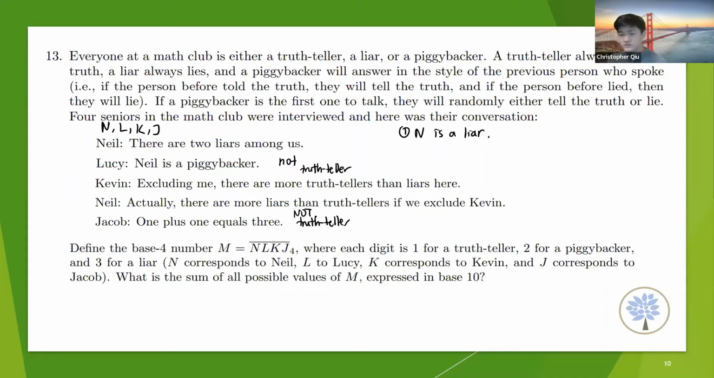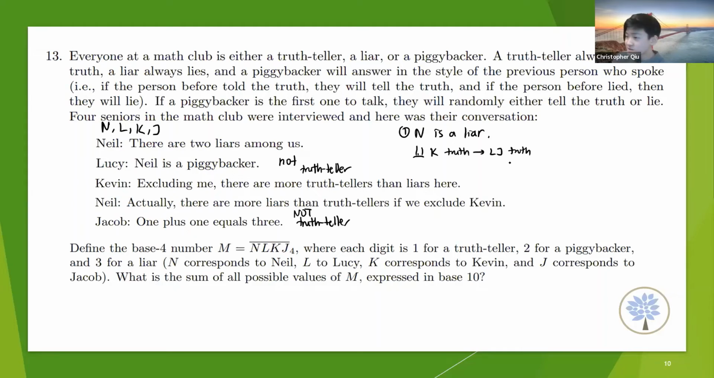Okay. We can divide into subcases based on what K is. One possibility is that K is a truth teller. If K is a truth teller, then since N is a liar, excluding K, there are more truth tellers than liars. This is what he said. So since N is a liar, there are at least two other truth tellers. But then that forces both L and J to be truth tellers. And obviously, since J is not a truth teller, this is impossible. So subcase 1 is resolved.